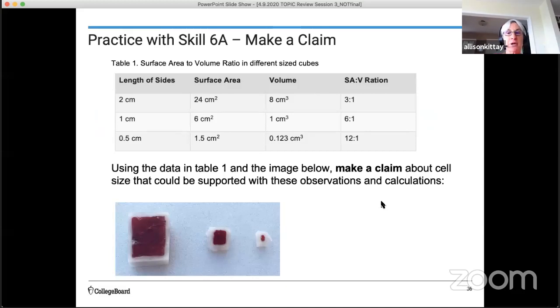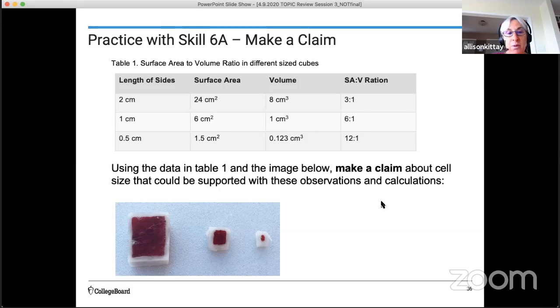Okay, so let's do a check for understanding by practicing with our skill using the content about cell size and this skill of making a claim. So I'm giving you a data table, one like you just saw, and it's got 3 cubes, a 2-centimeter side with a surface area of 24 square centimeters and a volume of 8 cubic centimeters. We've got an intermediate one that is 1 centimeter with a surface area of 6 and a volume of 1 with a 6-to-1 surface area to volume ratio.